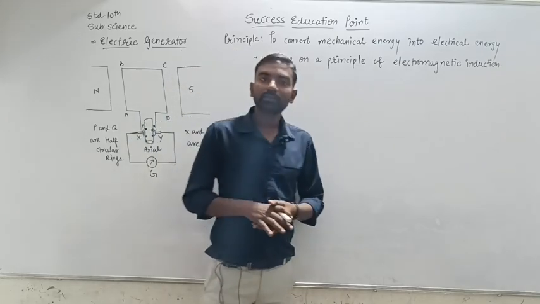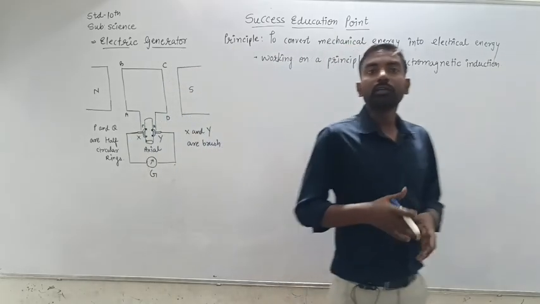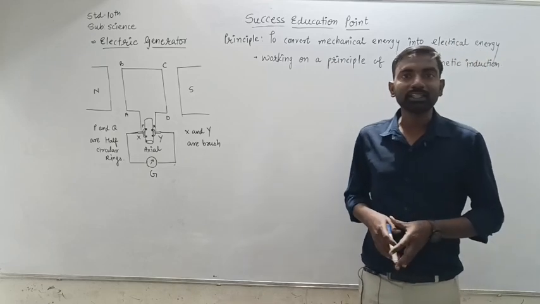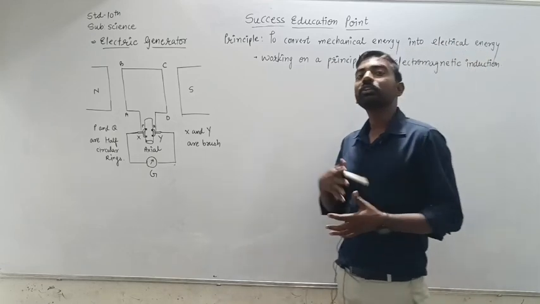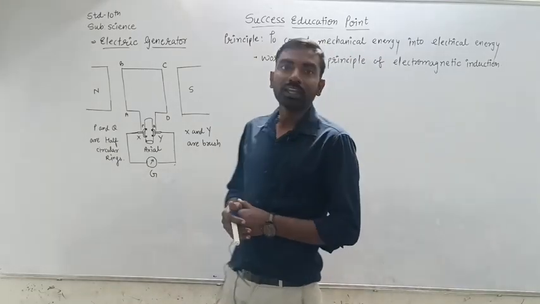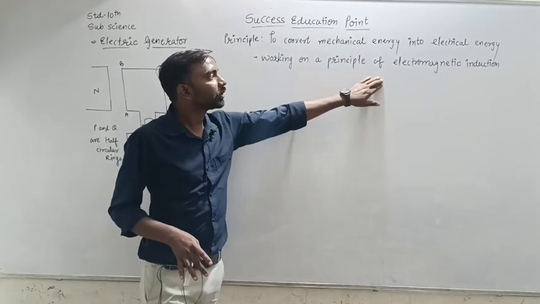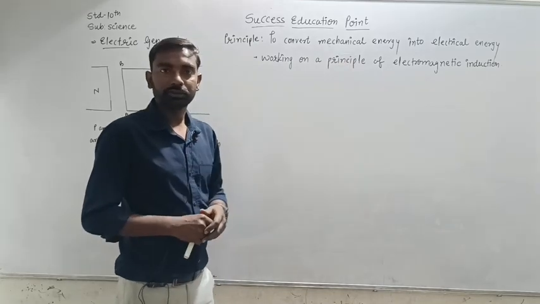Previously we learned what electromagnetic induction is and what its principle is. So here is a revision for you: whenever the number of magnetic field lines changes in any permanent magnetic field, an induced current is produced, and this is the principle of electromagnetic induction, right?